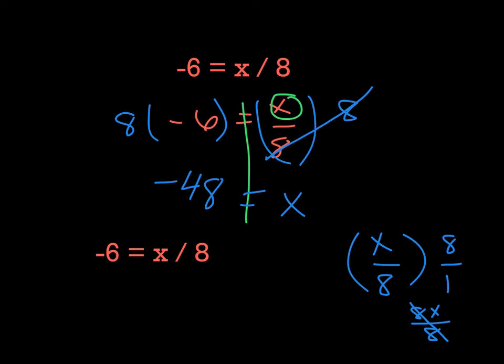So if I plug back in here to check my solution, I would say negative 6 equals negative 48 over 8. Negative 48 divided by a positive 8 gives me negative 6, so negative 6 equals negative 6.